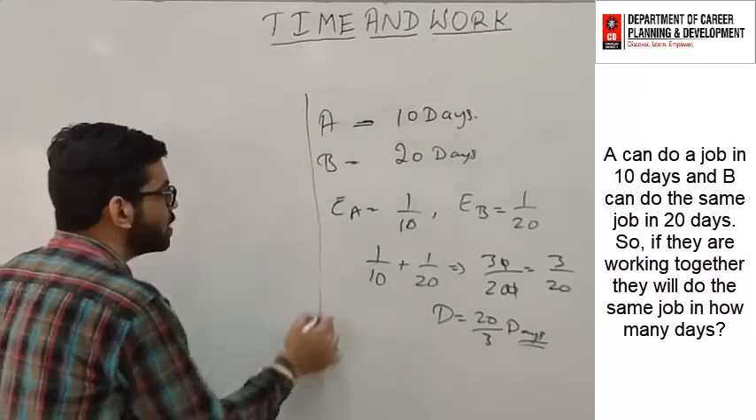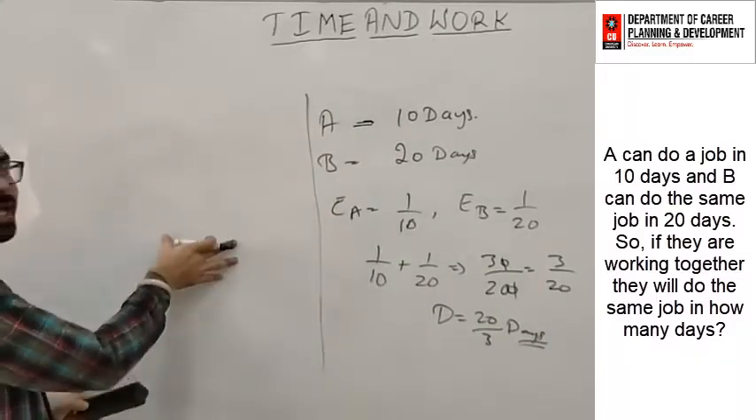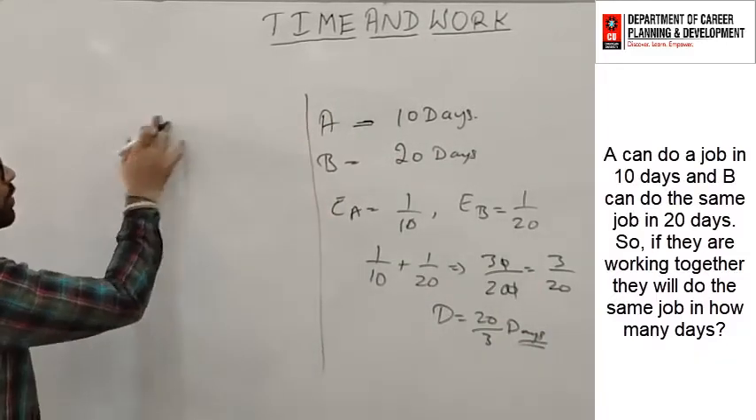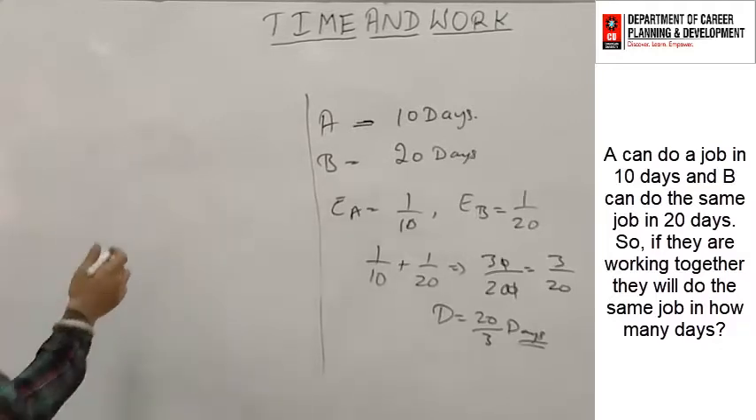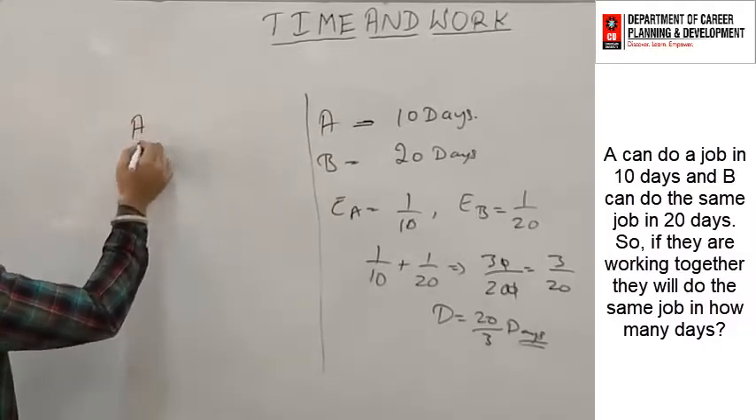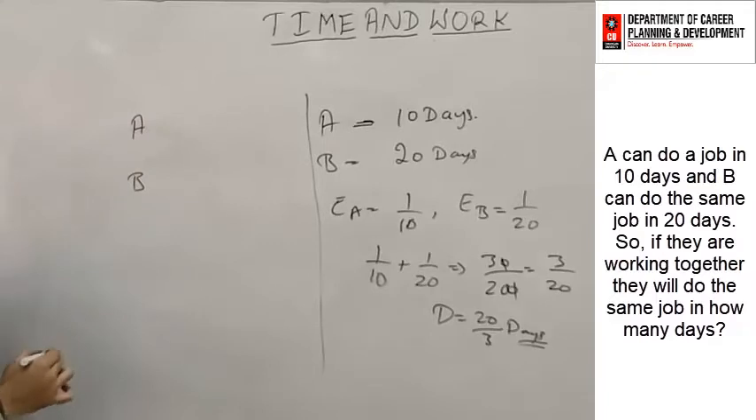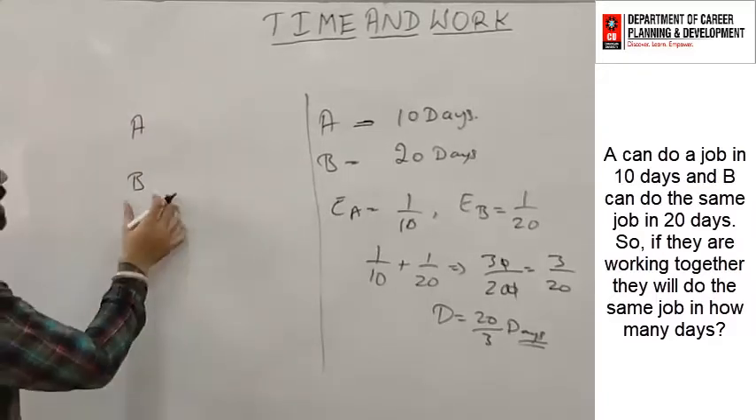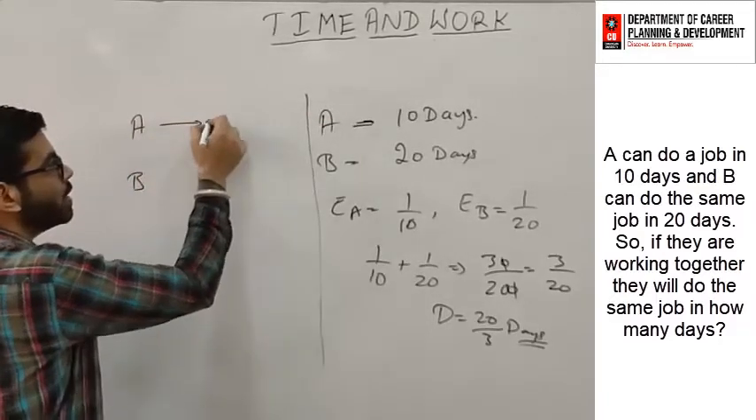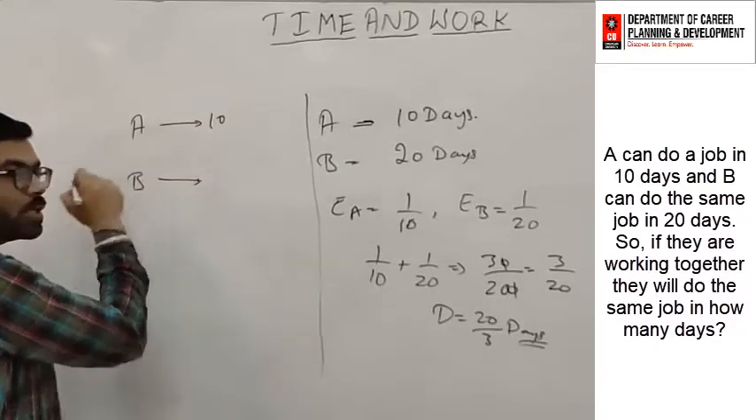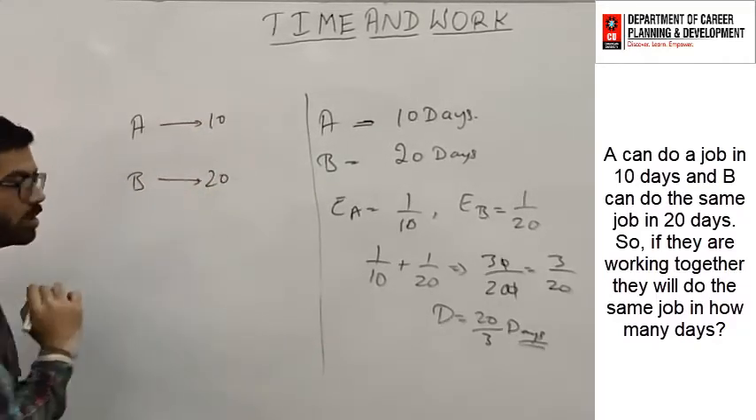Let's see the second method, the LCM approach. In the LCM approach, we have to understand the layout first. From here, we write the number of persons: there are two persons, A and B. A can do a complete job in 10 days, and we write the days here. B can do the same job in 20 days.